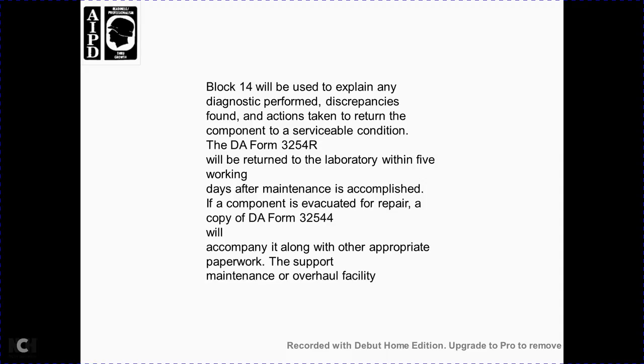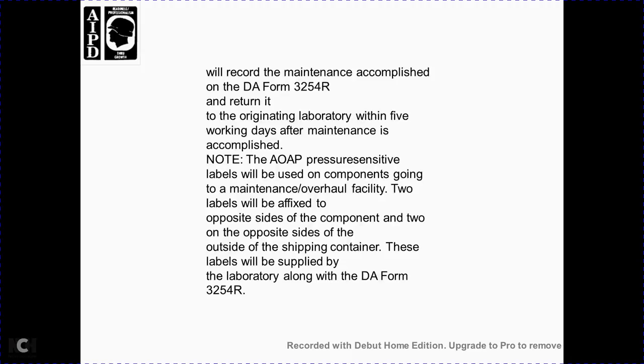For a component evacuated with the prepared DA Form 3254-4, it will accompany the component along with appropriate paperwork in support of the maintenance overhaul facility. The facility will record maintenance accomplished on the DA Form 3254 and return it to the originating laboratory within 5 working days. Note: the Army Oil Analysis Program pressure sensitive labels are used on components going to the maintenance overhaul facility. 2 labels are fixed on opposite sides of the component and 2 on opposite sides outside of the shipping container. These labels are supplied by the laboratory along with the DA Form 3254-R.